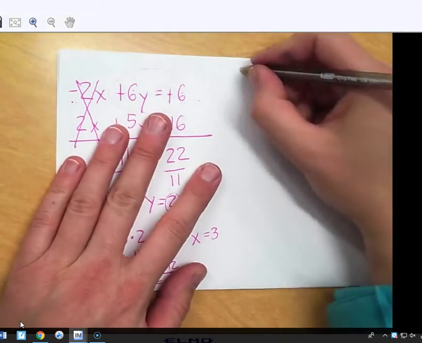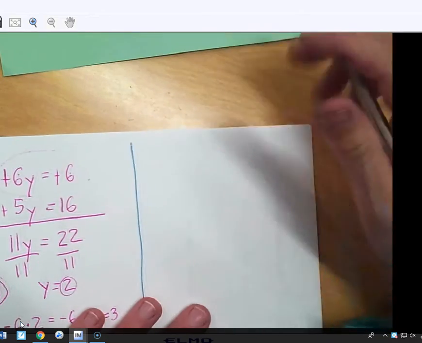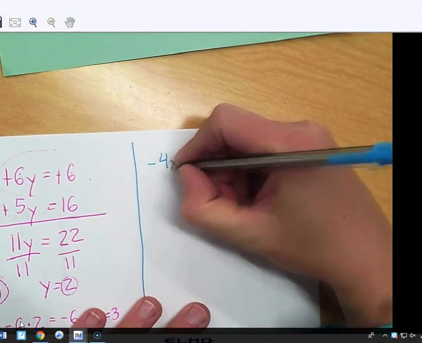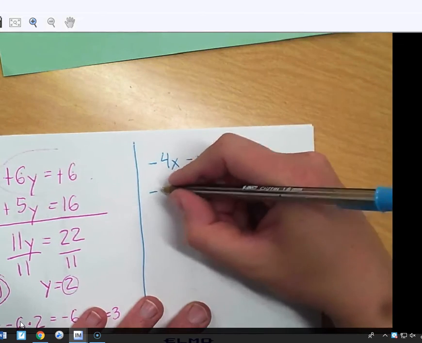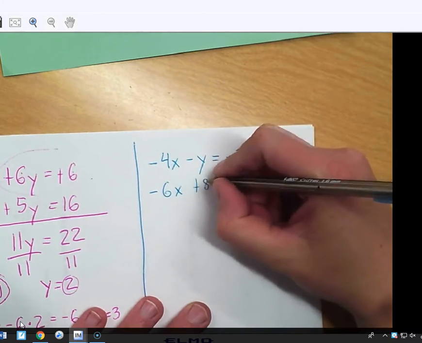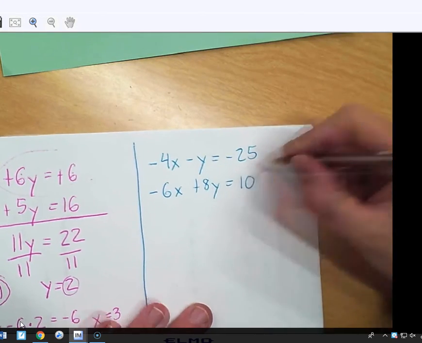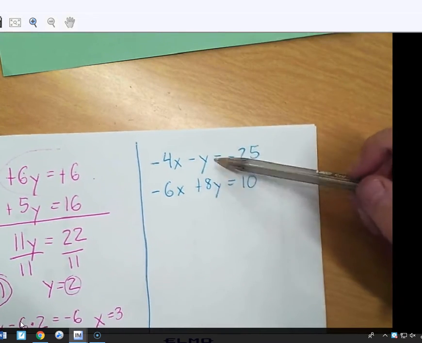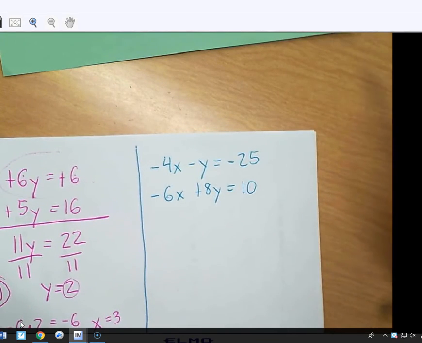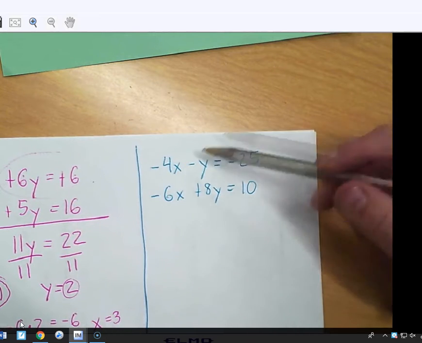Second problem. I have negative 4x minus y equals negative 25, and negative 6x plus 8y equals 10. These are not the same. I can't eliminate unless I get them the same. Which one's going to be the easiest?